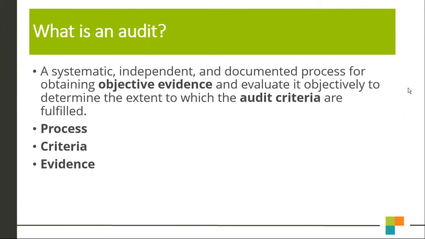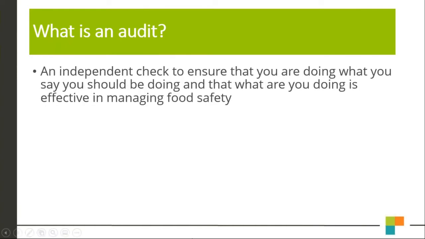We'll talk about this in more detail when we talk about preparing for the audit. So now if we break it down into English, we would say it's an independent check to ensure that you are doing what you say you should be doing and that what you're doing is effective in managing food safety. Independence is important, and we're going to come back to this point when we look at auditor training. We want to check whether we're doing what we said we should be doing.